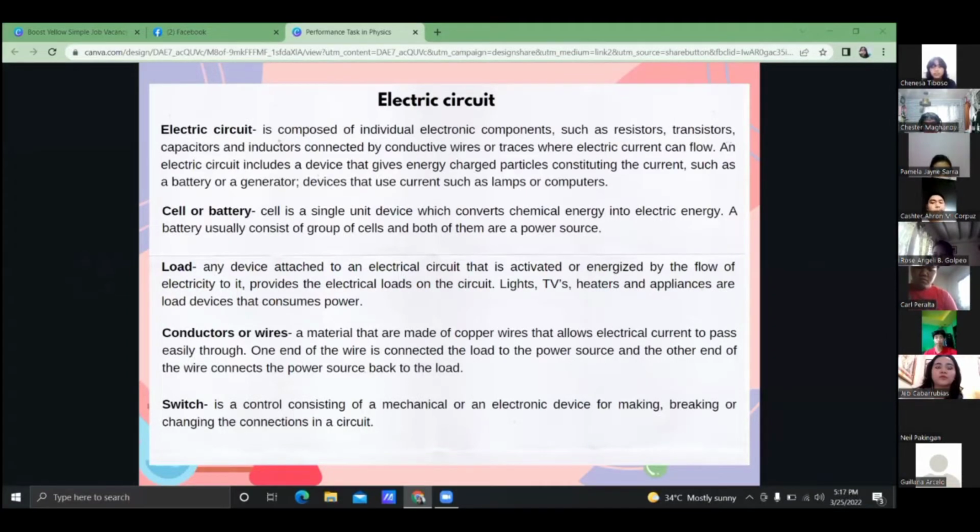So the definition states that for the electric circuit to work, it needs components such as resistors. Resistors, from the word itself, resist, meaning pigilan. Ibig sabihin po nito, pinipigilan ng resistors ang pagkalat ng electric current into different mediums and stabilizes the flow of a current. And then the transistors, it is a device that regulates current or voltage flow and acts as a switch or gate for electronic signals.